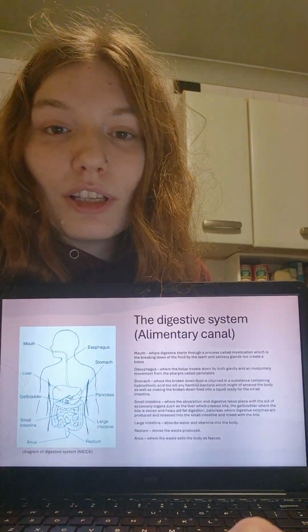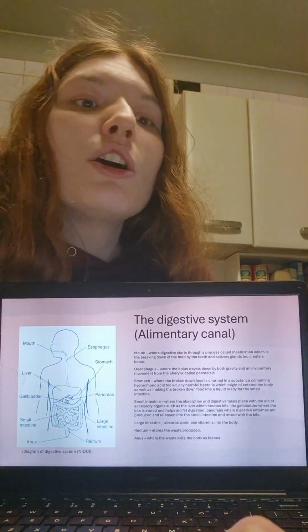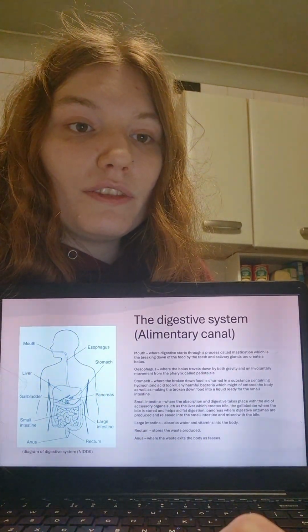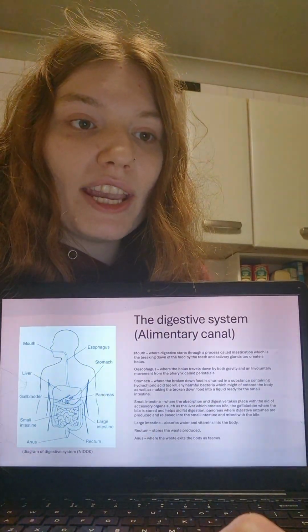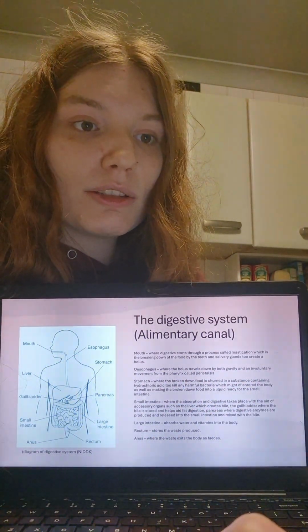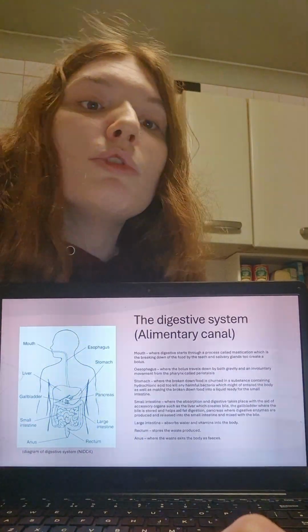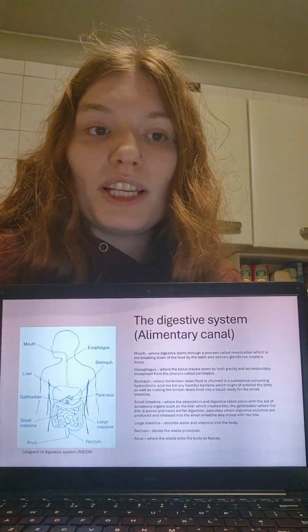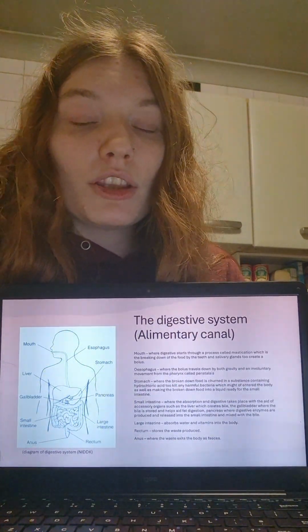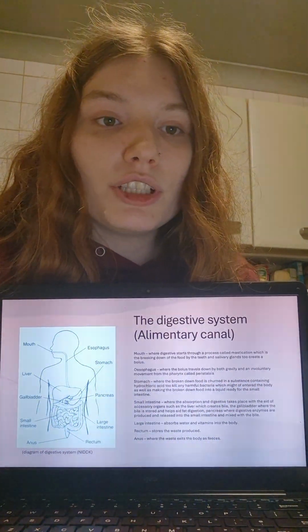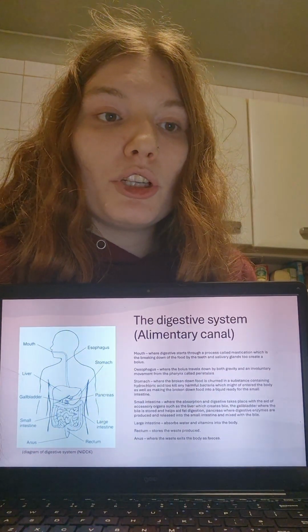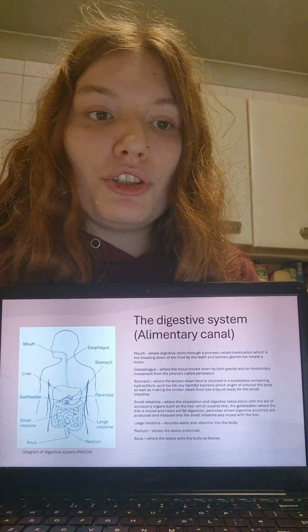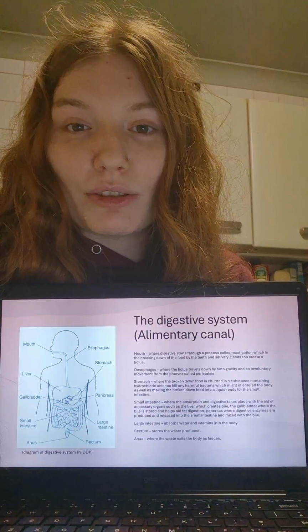The liquid then enters the small intestine, where absorption and digestion takes place with the aid of accessory organs such as the liver, which creates bile, the gallbladder where the bile is stored and helps aid fat digestion, as well as the pancreas where digestive enzymes are produced and released into the small intestine and mixed with the bile.